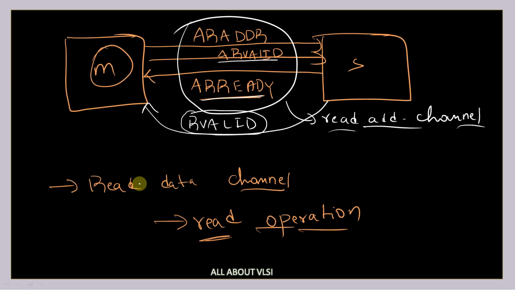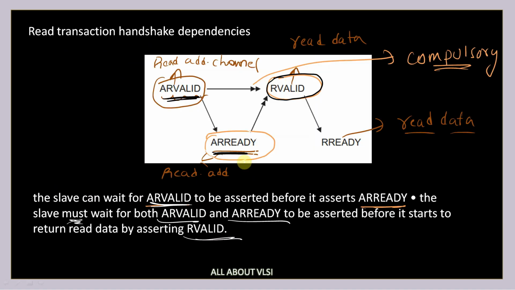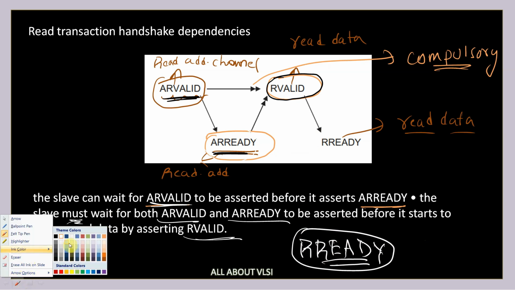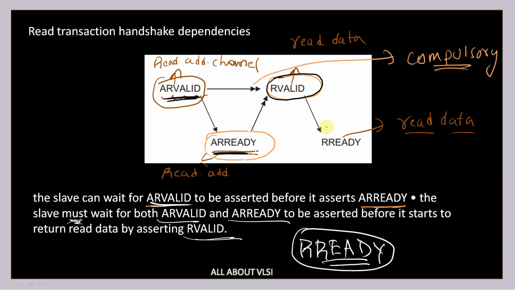There is one more condition: the R ready signal can wait for the assertion of the R valid signal, or it can make this signal high before R valid becomes 1. There is a single arrow, which means you can wait or you can skip that. It means there is no compulsion.